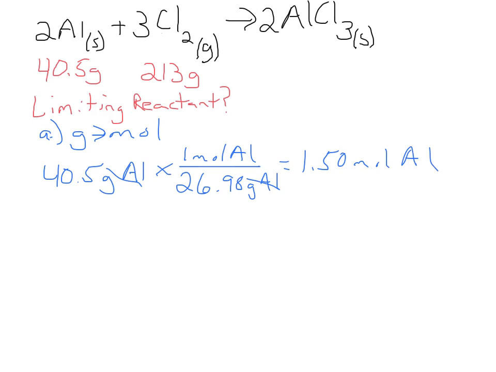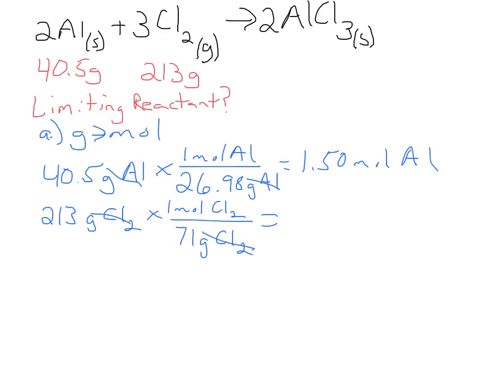of aluminum. We can also do the same thing for chlorine. We have 213 grams of chloride gas. We know that in 1 mole of chloride gas, we have a total of 71 grams of chloride gas. Our grams of chloride gas cancel, and so we're left with 3.00 moles of chloride gas.